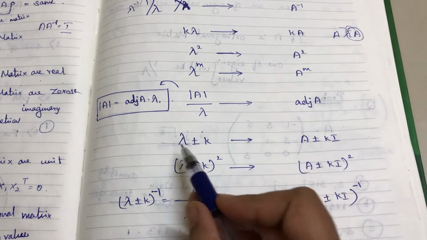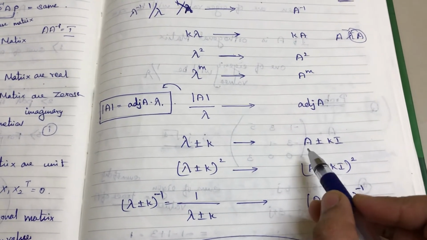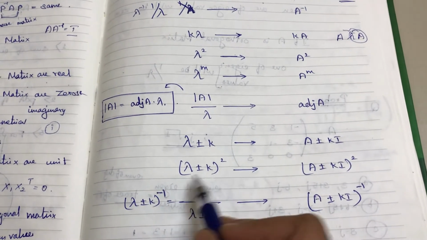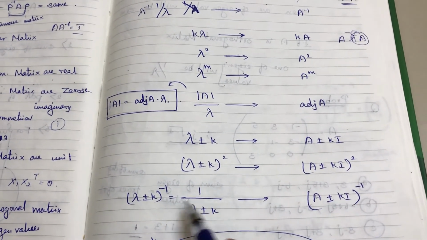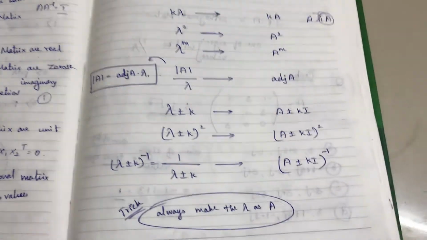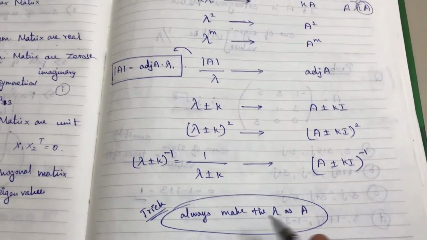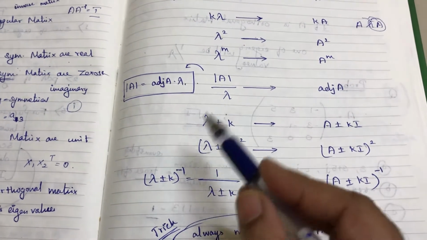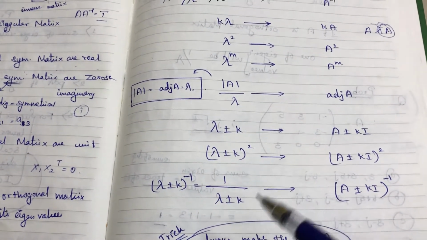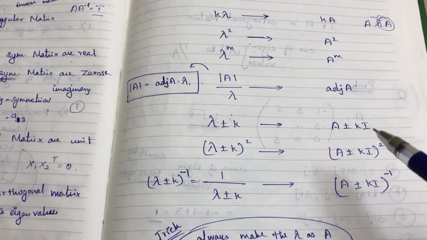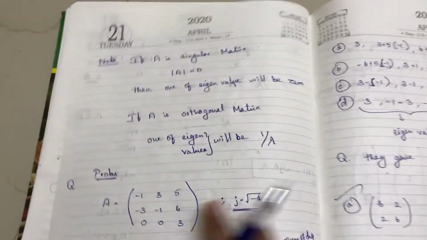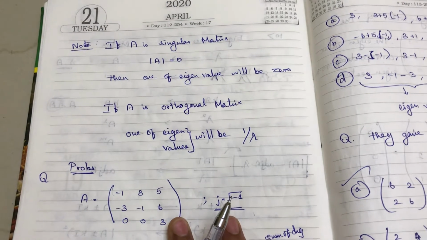For the matrix, this is the eigenvalue, and for the matrix A plus or minus K into I. If it is square, here also square. If it is minus 1, nothing but 1 by that part. The trick is always to use lambda as A and A as lambda. If a constant is added, just make the matrix as constant into I. That's it. Okay. Let's see another note.